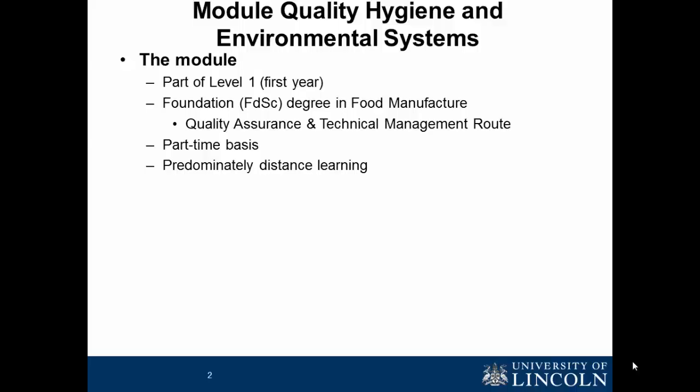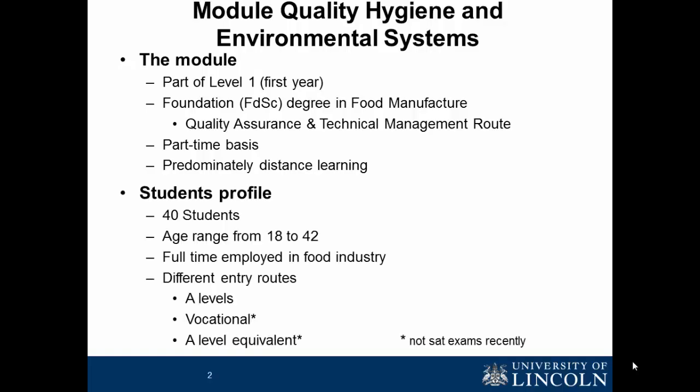The module that we are going to analyze is the module of Quality, Hygiene and Environmental Systems. This module is part of Level 1, so it's placed on the first year of studies of the Foundation Degree in Food Manufacture, Quality Assurance and Technical Management route. This course is a part-time based course, predominantly distance learning.